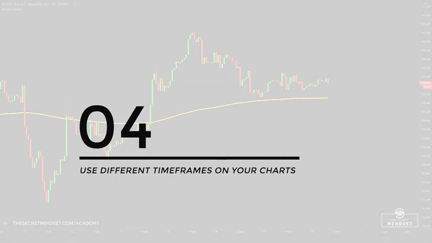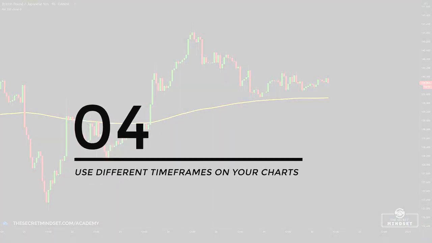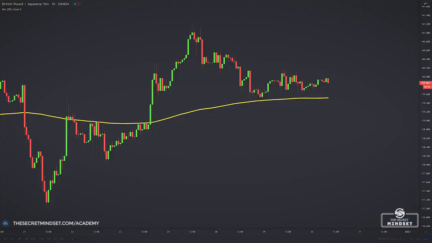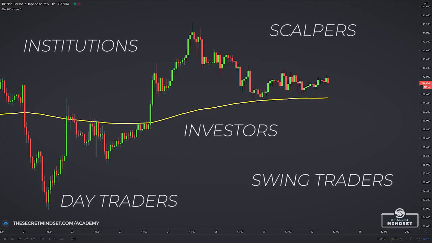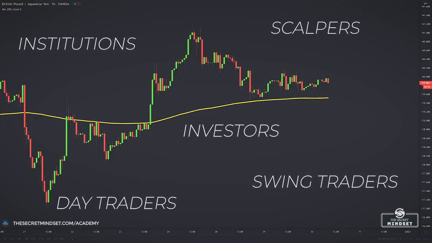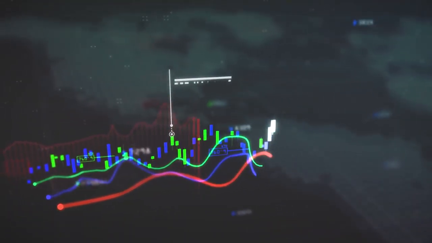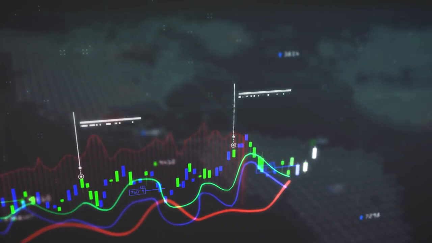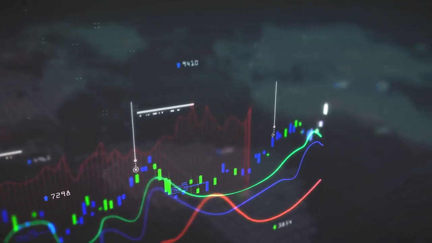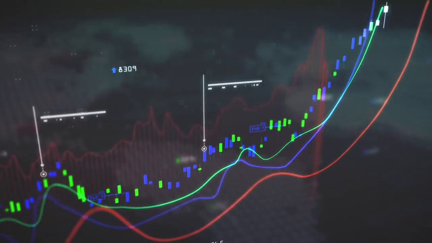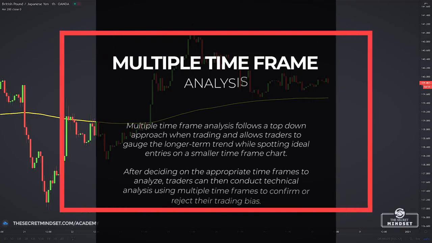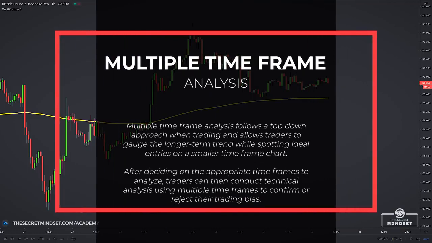Number 4. Use different timeframes on your charts. Trading activity includes day traders, swing traders, investors, institutions, scalpers, and more. All of these different groups rely on different analytical tools. That's why it's important to focus on the bigger picture. One of the ways you can do this is by analyzing charts across multiple timeframes. Pay attention to intraday charts, hourly charts, daily charts. This can help you to identify significant price points and get a better understanding of the mentalities of other traders.